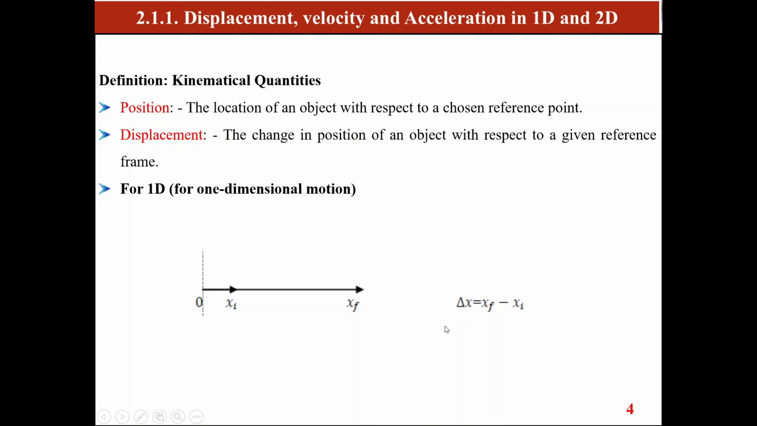We apply such a formula for the case of one-dimensional motion. If a person starts from this point, let's say point A, goes to point B, and returns back to point A, in such cases the displacement value is 0, because x final and x initial are the same. Therefore, the change in x, which is the displacement, will be equal to 0 if the person returns back to the original position.